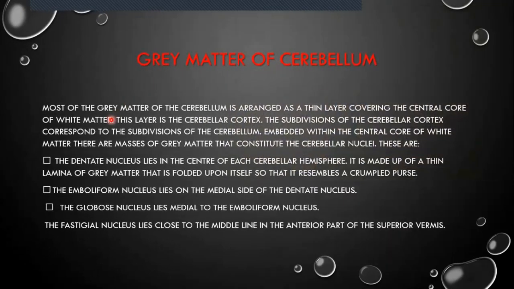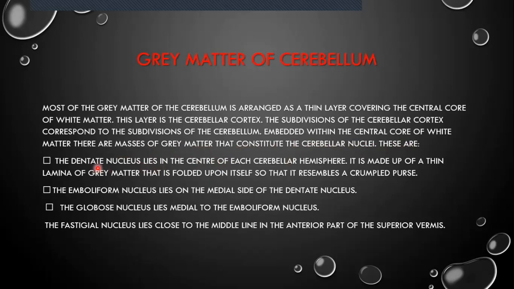Now let's look at the gray matter of cerebellum. Most of the gray matter of the cerebellum is arranged as a thin layer covering the central core of white matter. This layer is the cerebellar cortex. So the outer gray layer is the cerebellar cortex. The subdivisions of the cerebellar cortex correspond to the subdivision of the cerebellum. Embedded within the central core of white matter, there are masses of gray matter that constitute the cerebellar nuclei.